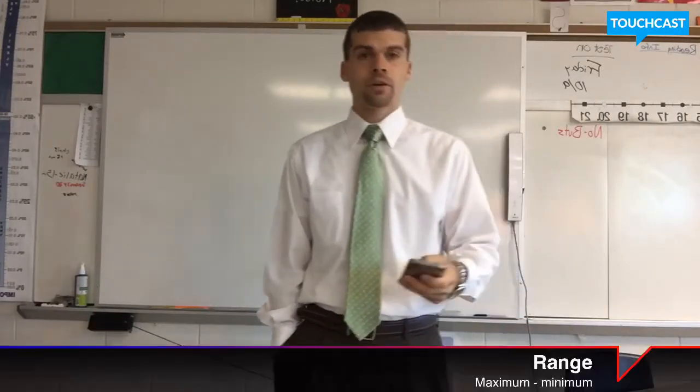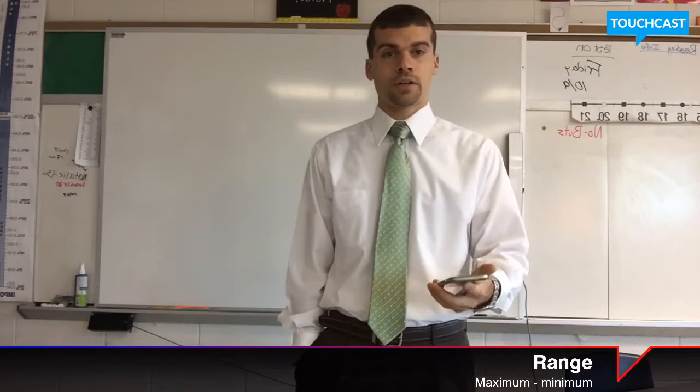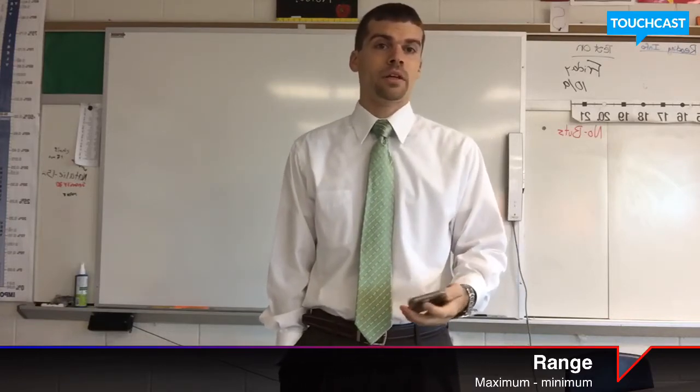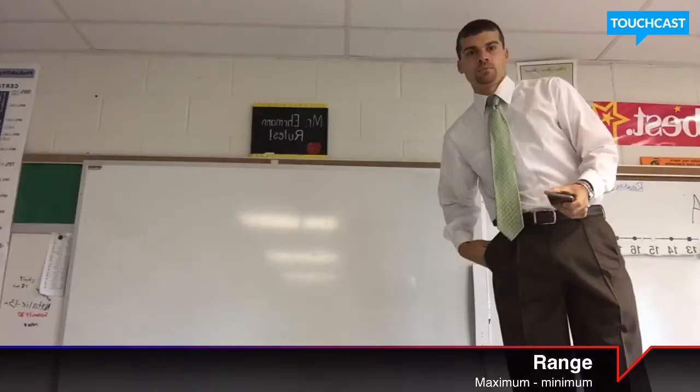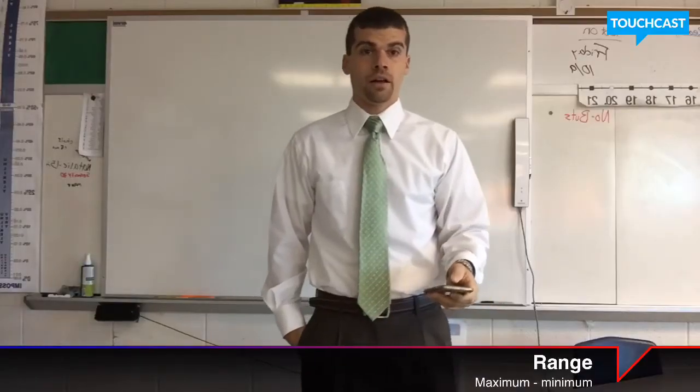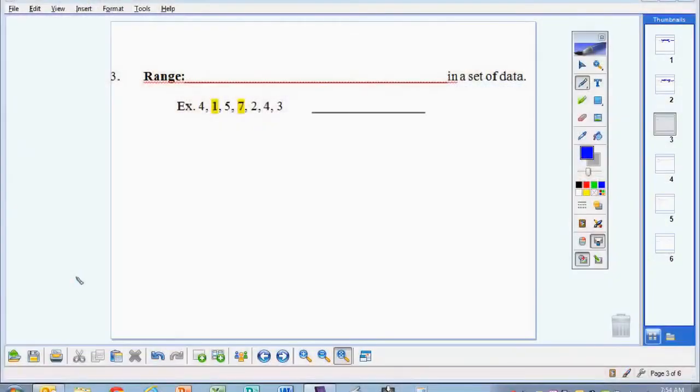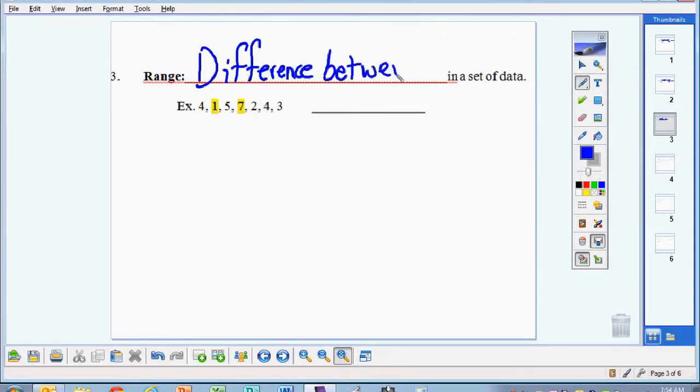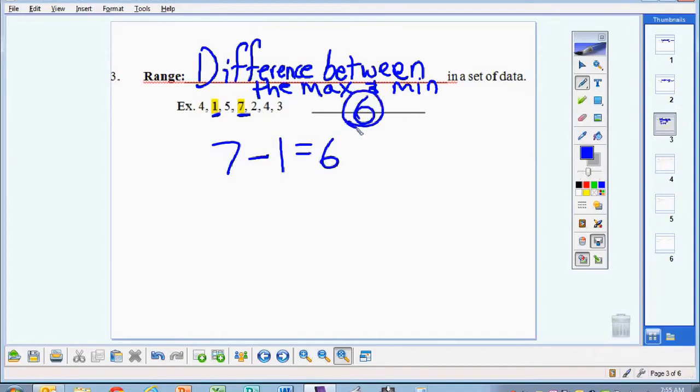For our next data landmark, the range, we use two different landmarks to find this answer. It is the difference between the maximum and the minimum. The range is the difference between the max and the min. So the way we would find that would be to take our max and our minimum and subtract them to find the range.